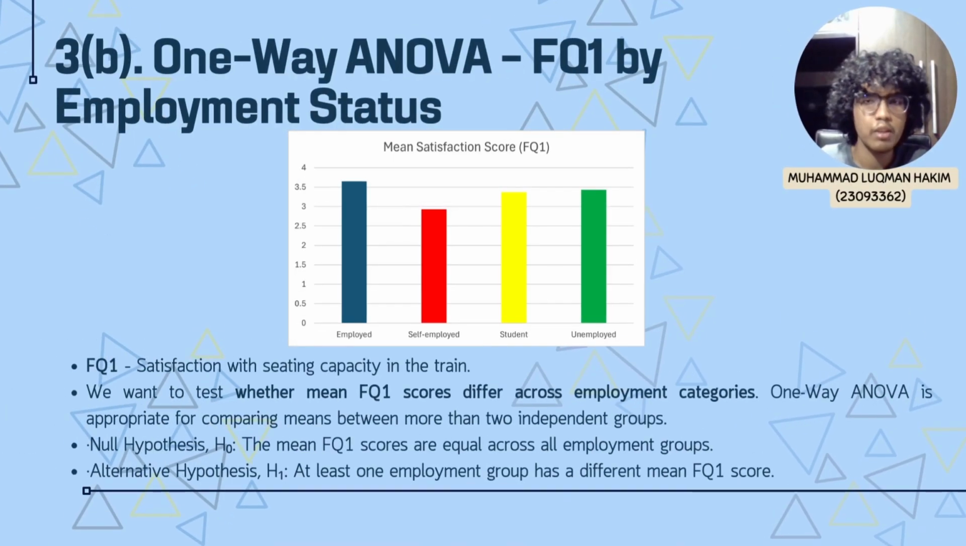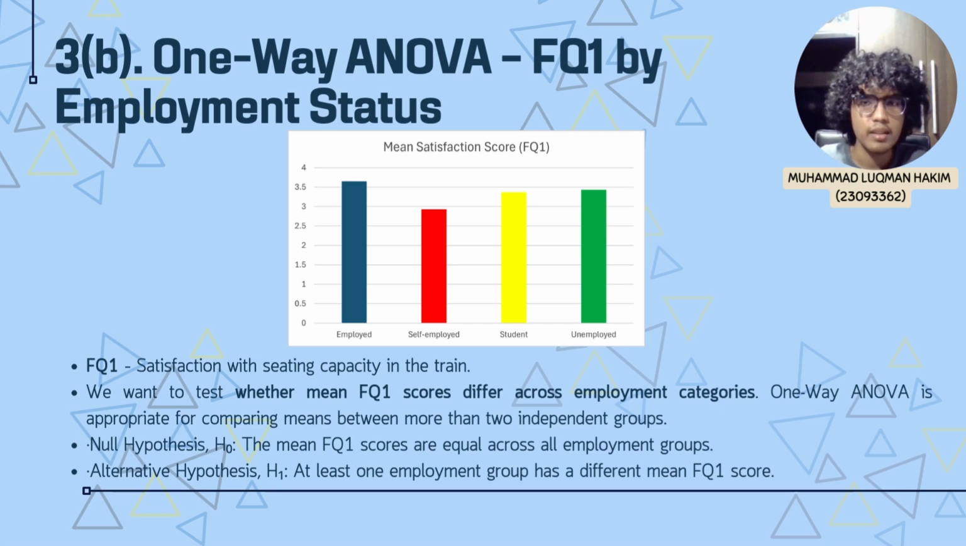Hi everyone, my name is Muhammad Hakim and I will be explaining the results of a one-way ANOVA test for FQ1. FQ1 measures the satisfaction with seating capacity in the train. We wanted to see if the mean satisfaction scores for FQ1 are different depending on employment status. The null hypothesis is that all employment groups have equal mean FQ1 scores, while the alternative hypothesis is that at least one group is different.